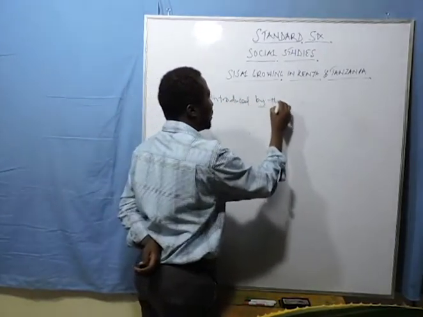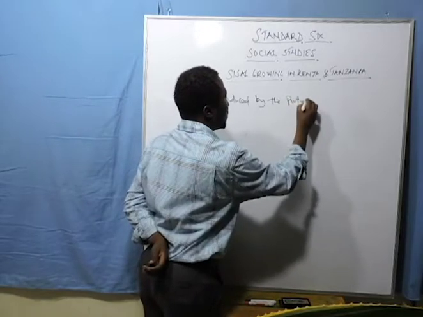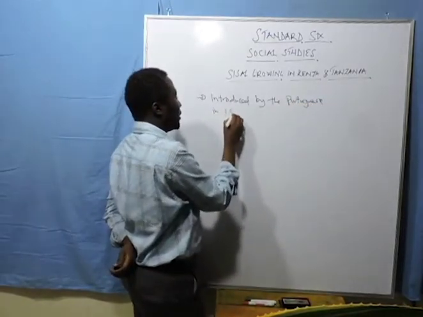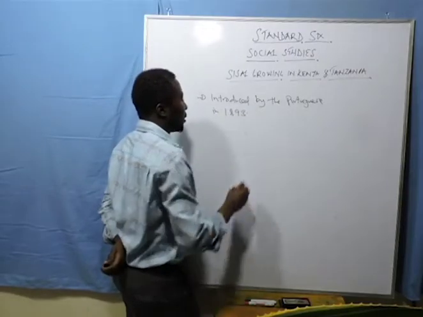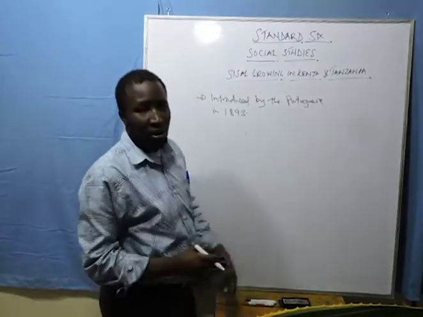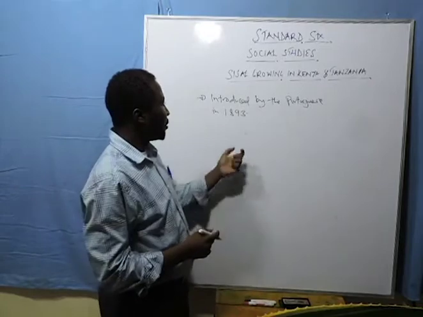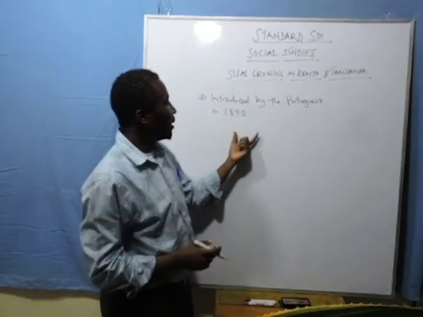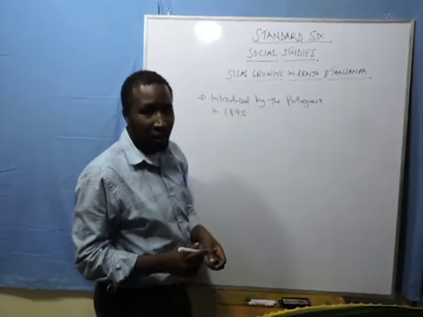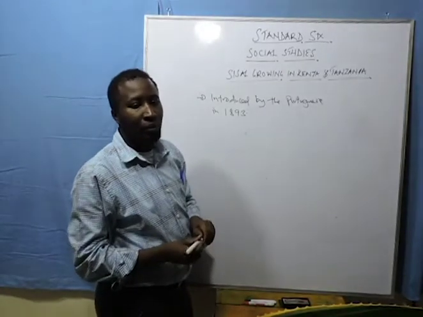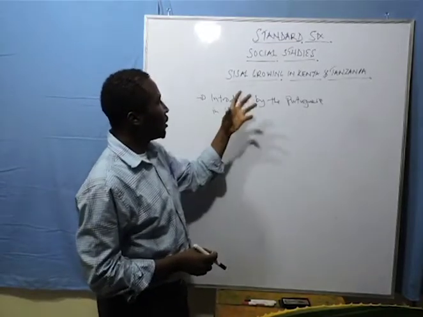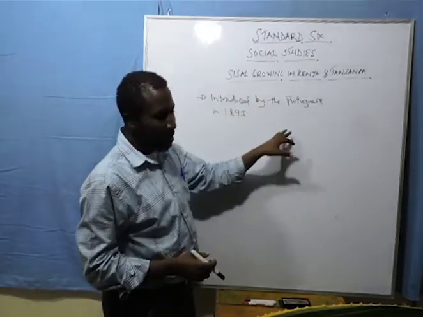It was first introduced by the Portuguese in 1893. This is when the missionaries arrived in Kenya, and that's when they came and introduced Sisal growing in Kenya and Tanzania in the year 1893. Sisal growing in Eastern Africa is majorly grown in Kenya and Tanzania.